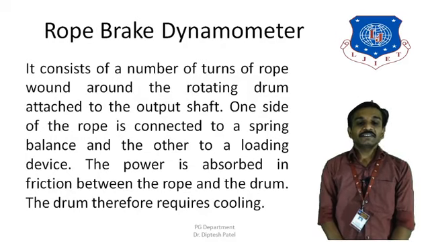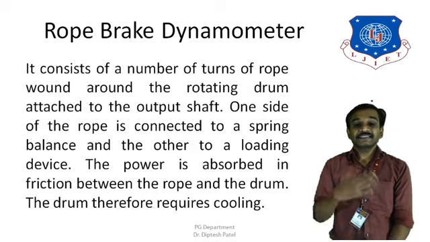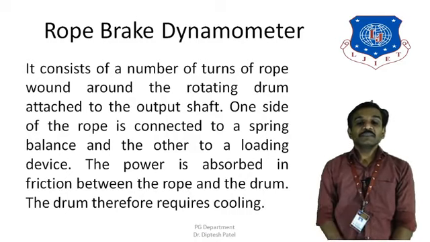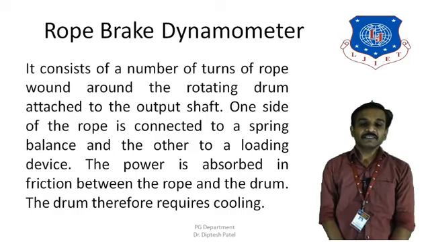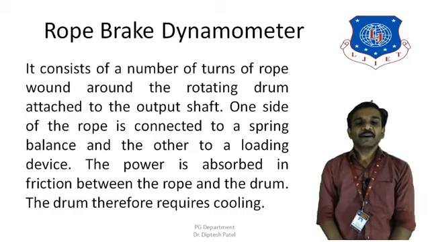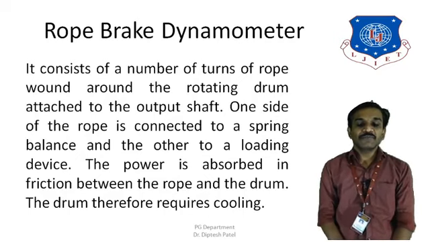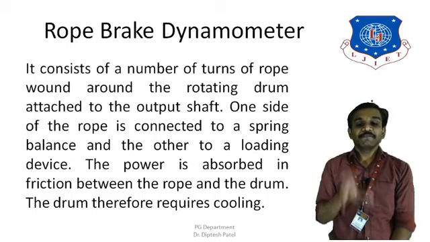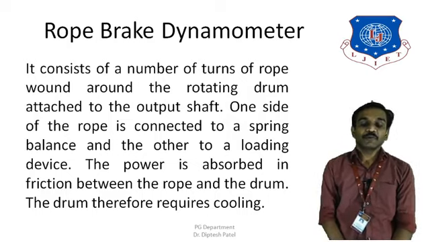Now the next one is the rope brake dynamometer. As it says, it uses a rope. We have the rope which is wound around the rotating drum, around the flywheel. There are a number of turns provided with the help of the rope around the flywheel, and whatever power is coming from the engine to the flywheel is absorbed, trying to stop the wheel with the help of the friction provided between the rope and the flywheel.